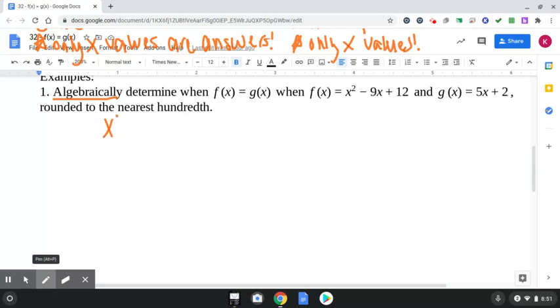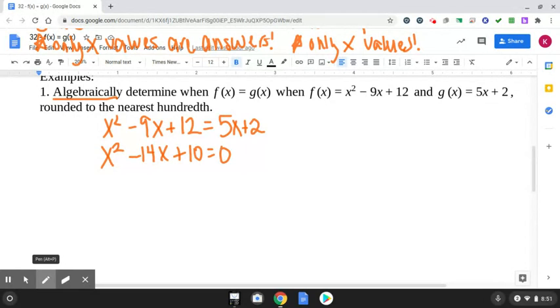So we have x squared minus 9x plus 12 equals 5x plus 2. So this is a quadratic equation. So I'm going to set it equal to 0 and see what I'm looking at. So I have x squared minus 14x plus 10 equals 0. So this is not factorable. There's no 2 numbers that multiply to be 10 but add to be negative 14. So I'm left with either completing the square or quadratic formula. This looks like an easy one for completing the square, so that's what I'm going to do.